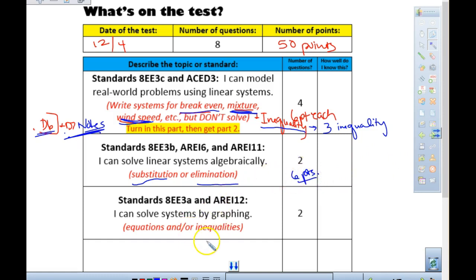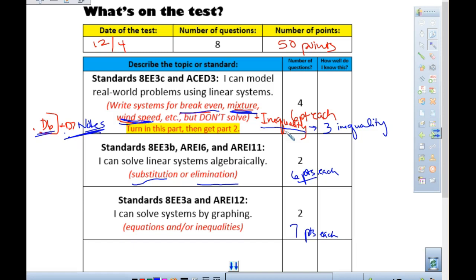Then the last thing that you will do is you can solve a system by graphing. This will be the inequalities. There will be 2 questions to get the rest of our points, 7 points each. Okay, so I will actually give you the inequalities. Up here, you have to write the inequalities. Kind of like you have to write these 3 like I had for number 27 that we just talked through. You'd have to write the first one, the second one, the third one.